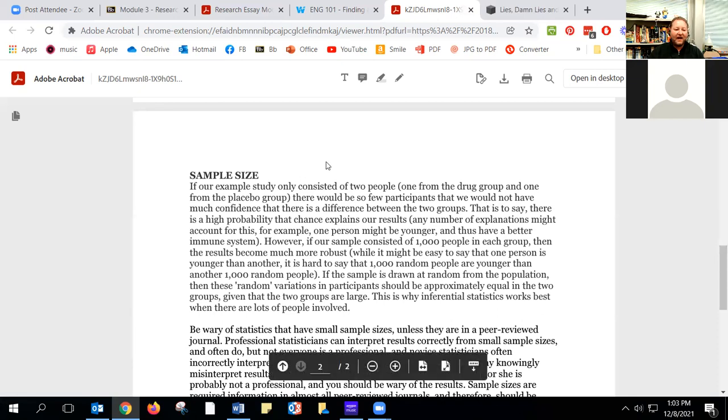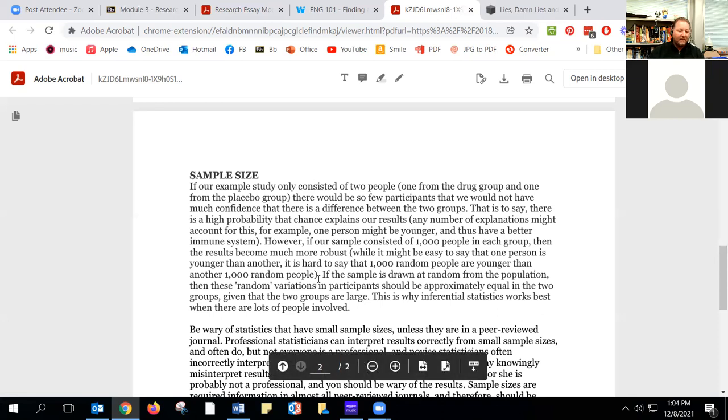That is to say, there's a high probability that chance explains our results. Any number of explanations might account for this. For example, one person might be younger and thus have a better immune system, right? So if you only gave the drug to one person and the fake drug to another person, but the person that got the drug was a healthy, athletic 18-year-old, and the person that got the fake one was a bedridden, crippled 92-year-old, right? Clearly, the young, healthy person is going to recover faster, regardless of if the drug works or not, right? So in that kind of example, it's too small of a sample size, right?